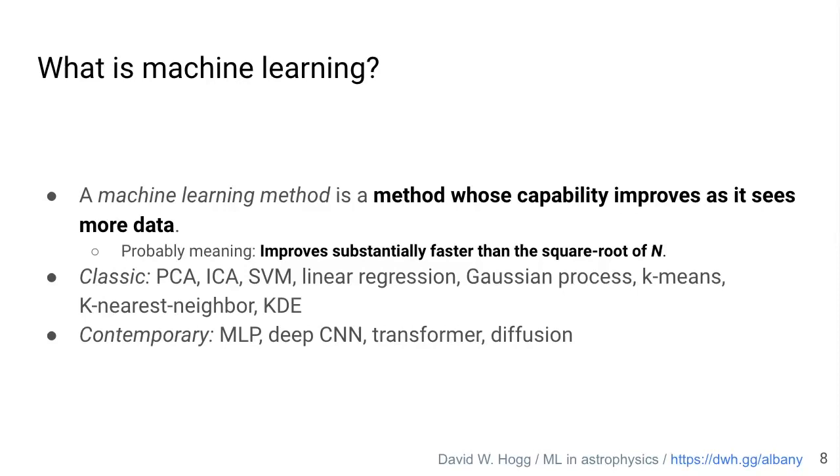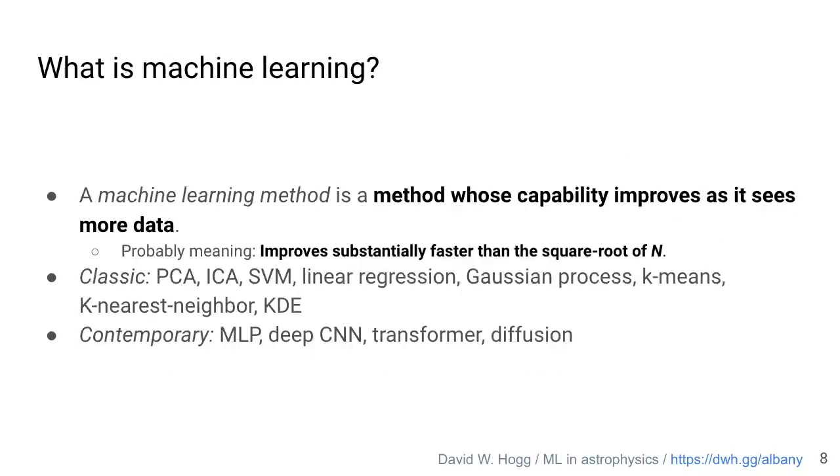In this description, a lot of things are included in machine learning that you might not include, like principal components analysis, independent components analysis, support vector machines, linear regression, my favorite. I've written many papers about linear regression, Gaussian processes, and so on. So a lot of things that you might not consider machine learning are all machine learning from my perspective. And contemporary methods are all the things you usually see. Multi-layer perceptrons are the standard for non-structured data. CNNs are the standard for image and video data. And transformers are the standard for text.